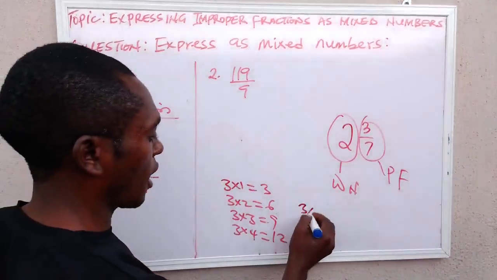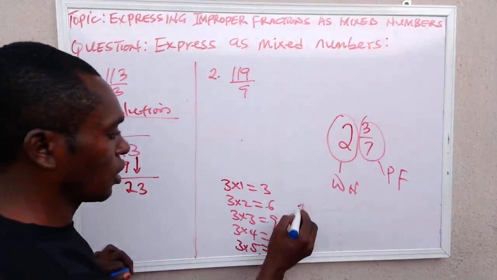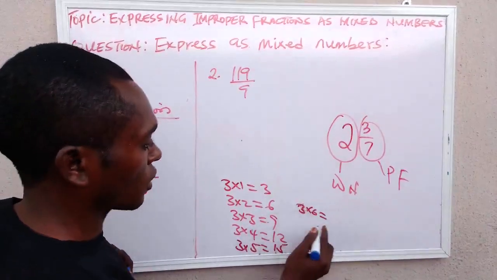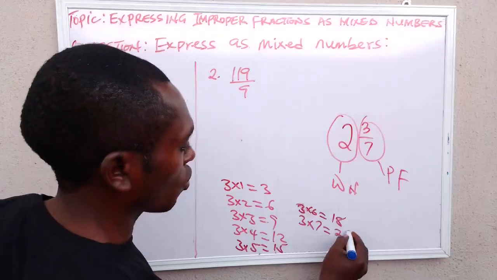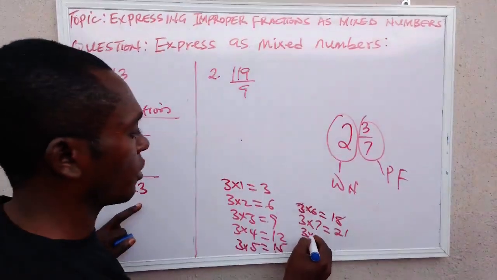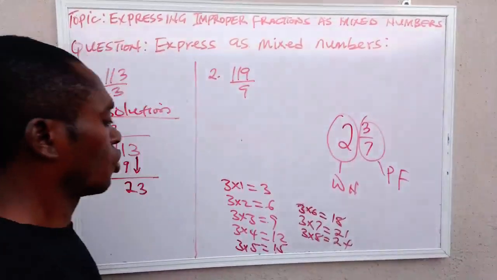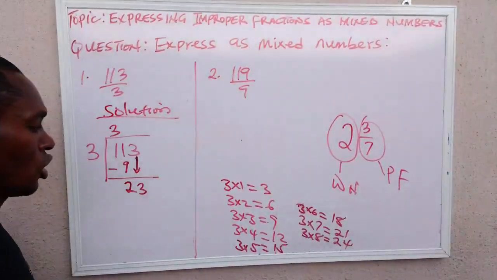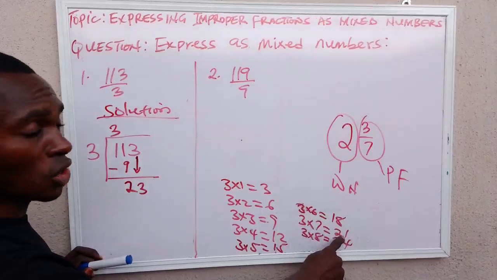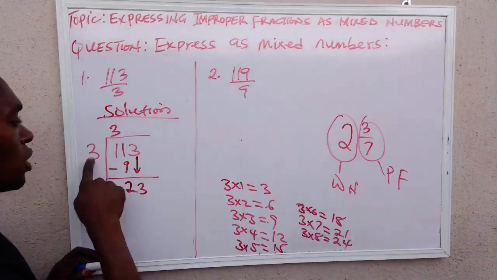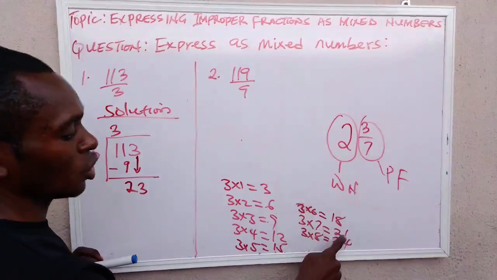Let's have 3 times 5 will give us 15. 3 times 6 will give us 18. 3 times 7 will give us 21. 3 times 8 we have 24. So if you check, what is closer is 3 times 7, which is 21. And what gave us 21? What do we multiply by 3 that will give us 21? It is 7.